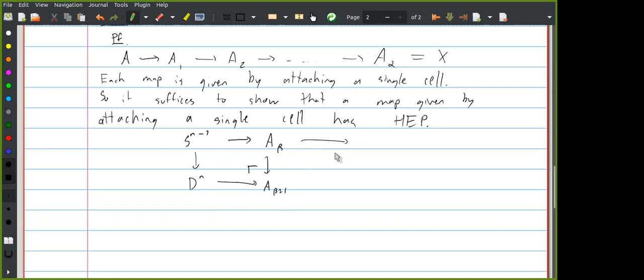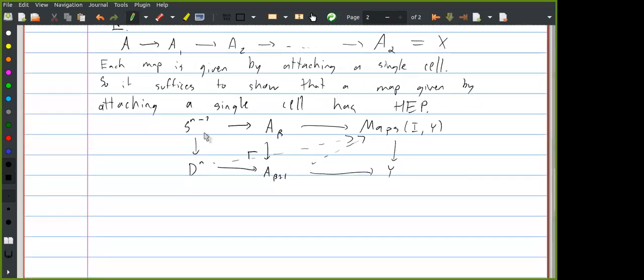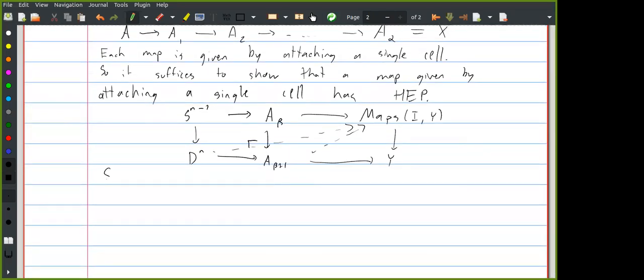So let's say that we have one of these diagrams where we have to construct this lift. Since A beta plus one is the pushout of this square on the left, it actually suffices to construct this lift. If we can extend the homotopy over this disk, we formed A beta plus one by attaching the disk to A beta, so we can extend the homotopy over A beta plus one. So it really suffices to show that an inclusion of the boundary sphere into a disk has the homotopy extension property.